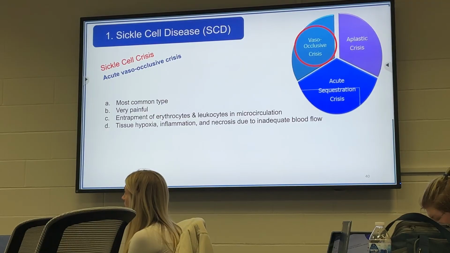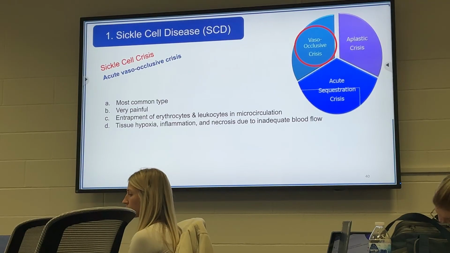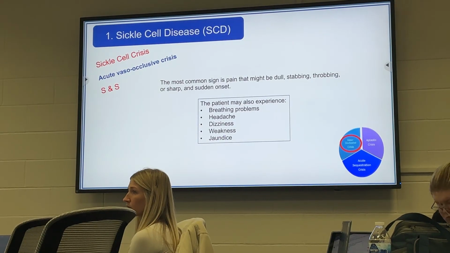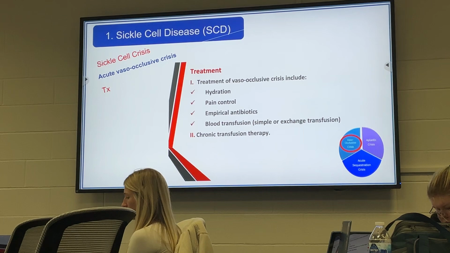Vaso-occlusive, as it says, occludes the vessel completely. The sickle cells have gotten bunched up, causing hypoxia. The symptoms are the typical ones you would imagine anytime we block your circulation. Treatment is to manage the symptoms. Your priority is keeping the patient breathing and circulating.